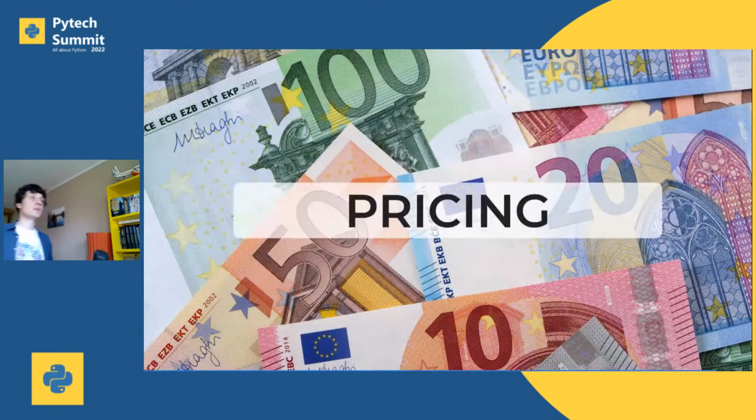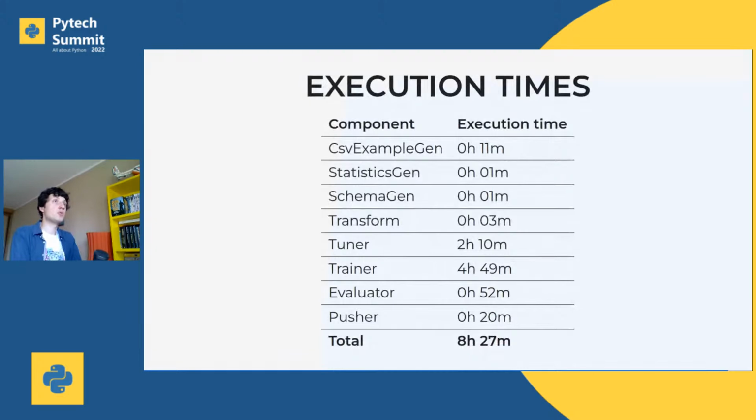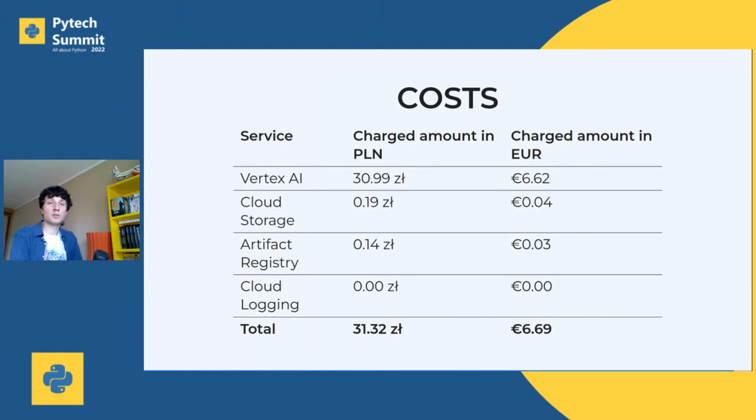So let's talk monies. We did an experiment where we ran this pipeline without caching. We did 10 hyperparameter tuning trials on 2 concurrent machines with Tesla T4 GPUs. Then we had the final training done also on a machine with T4 GPU. We were running in the Netherlands region, and the whole pipeline was executing for about 8.5 hours, and it costs a little bit over 6.5 euros to execute. So that's not a bad price, in my opinion.